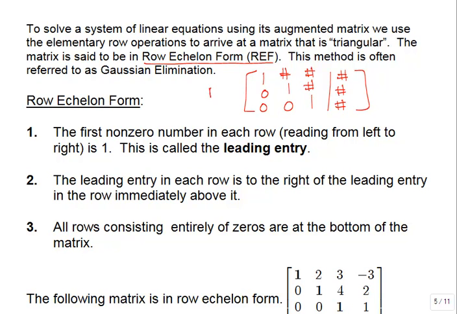So this is called row echelon form, and we want that first number in each row to be a 1. This is called the leading entry. The leading entry in each row is to the right of the leading entry in the row immediately above it, which basically just means you want ones along that diagonal. And then all the rows that might have all zeros are always at the bottom of the matrix. So occasionally in higher systems or more complicated problems, you might have additional rows down here with all zeros. And if you have any of those all zero rows, we always put those at the bottom of our matrix.